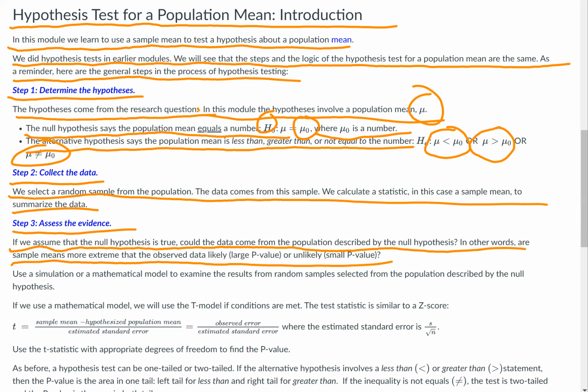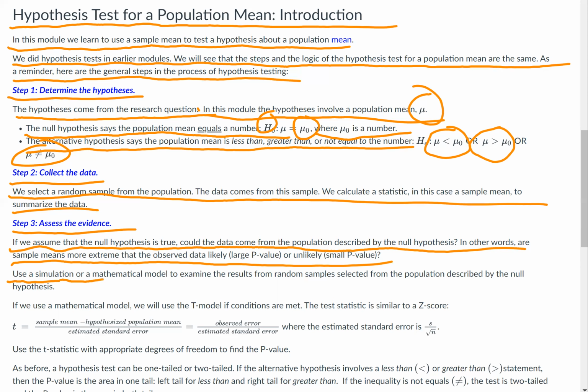until we've proven otherwise. If I take a random sample from a population where the null hypothesis is the case, could this random sample actually come from a population where the null hypothesis is still currently the mean? And we're going to test whether it could or not. If it could not, that must mean the null hypothesis is false after all.